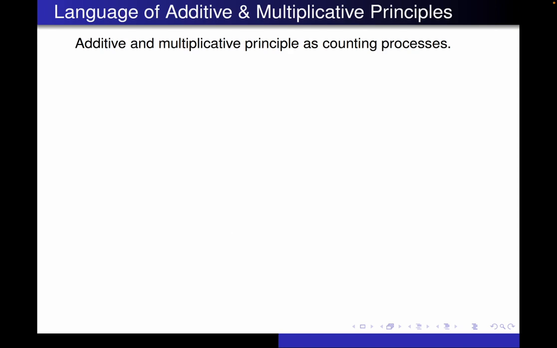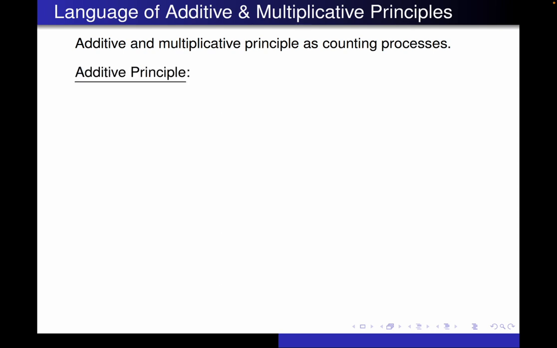Another way of thinking about the additive and multiplicative principle, and this is especially important when we're doing problems that seem much further removed from our pairing and our combining as they are now, is to think of them as counting processes. We have all these objects, we're trying to count them, and we're trying to set up a process to count them so we can get an accurate count.